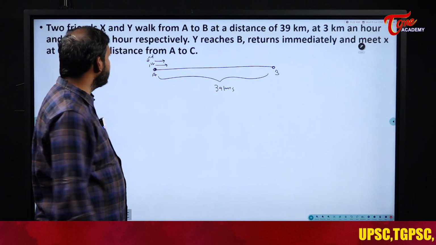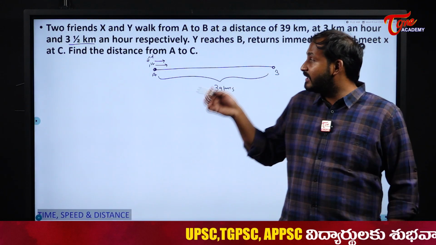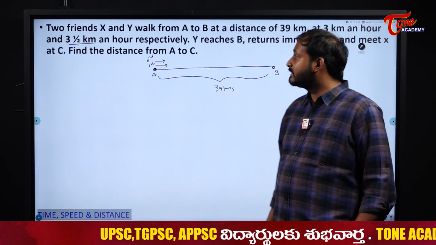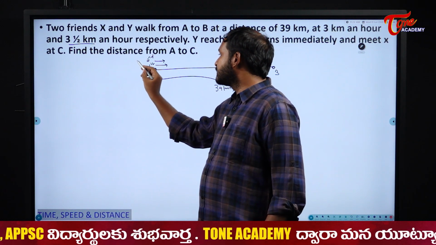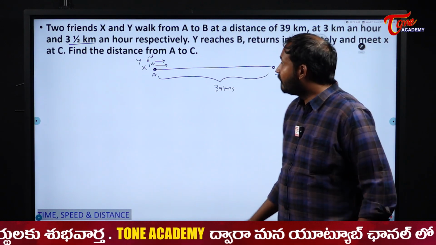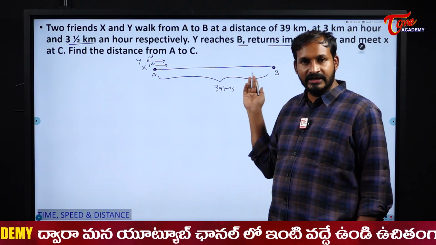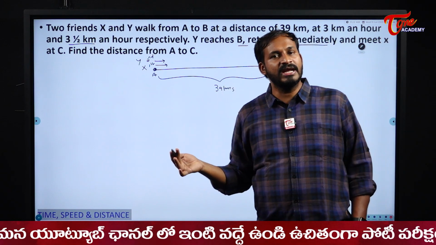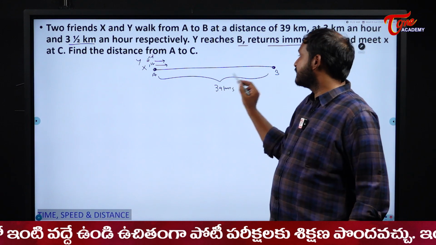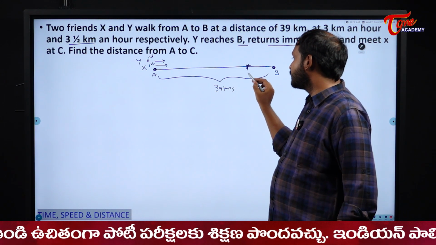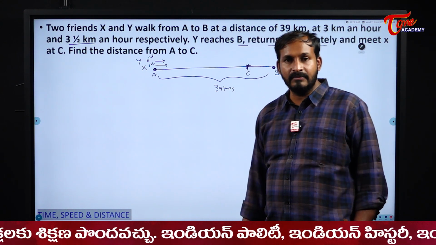Obviously the second person. Why? His speed is 3.5 kilometer per hour. His speed is more. So obviously he will reach the destination first. The first person is X, second person is Y. Y reaches B, returns immediately. Obviously Y will reach B first, because his speed is more than X. He reaches B and he immediately returns and meets X at some point C. Find the distance from A to C.